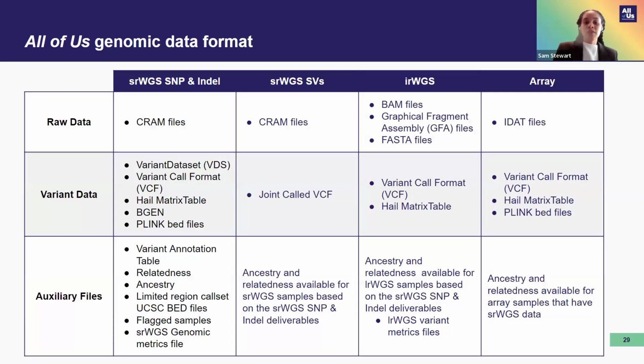So we do provide variant data in the variant data set. Before I get started, this slide has a lot of information. It's not for you to read through all at once, but just to show you the different data formats that we have for our genomic data set. That being said, we do provide variant data in the variant data set, or the VDS, Hail Matrix table. We have VCFs, or variant call format, BGen, and PLINK. Raw data is available in CRAM and BAM files.